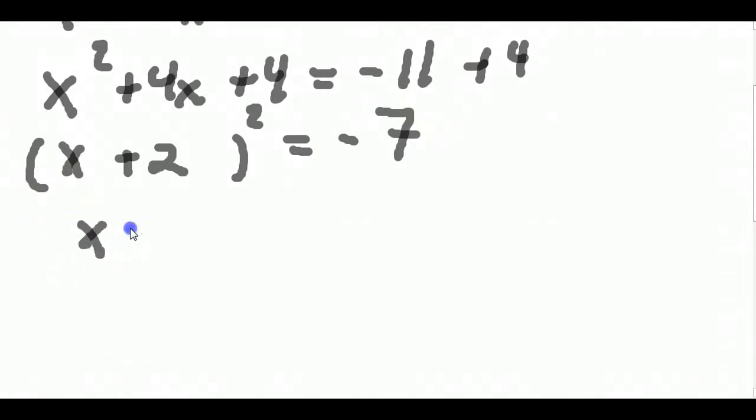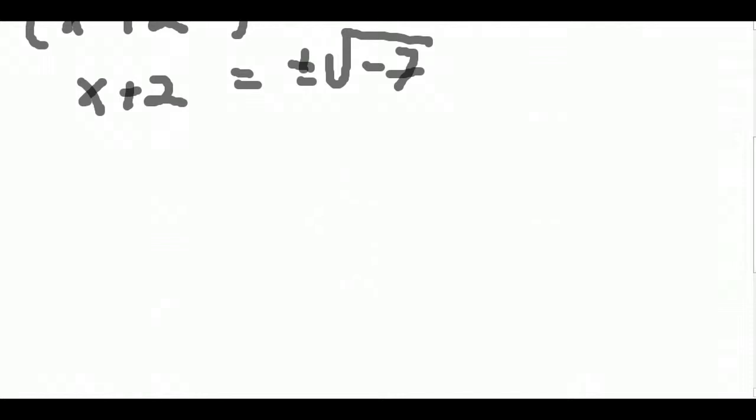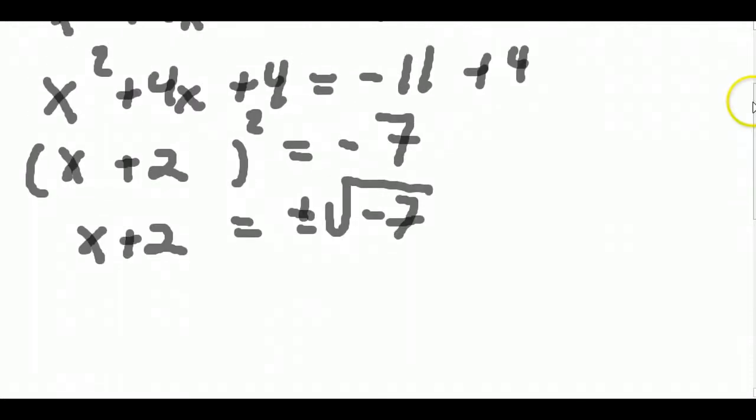Okay, we take the square root of each side. The left we get x plus 2. The right we get plus or minus the square root of negative 7. Wait, I thought it was 11. We had negative 11 plus 4. You can't forget to add that 4 to the right side too.